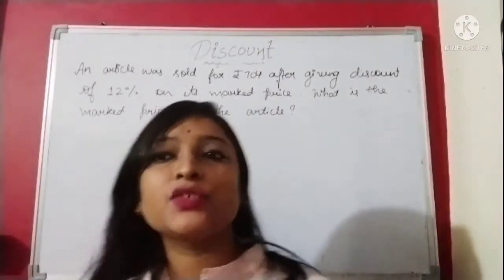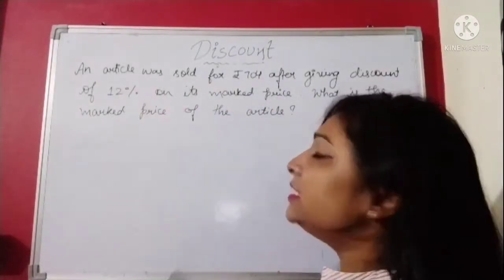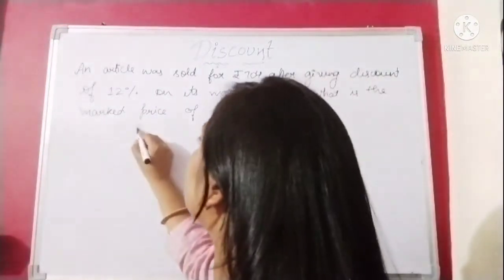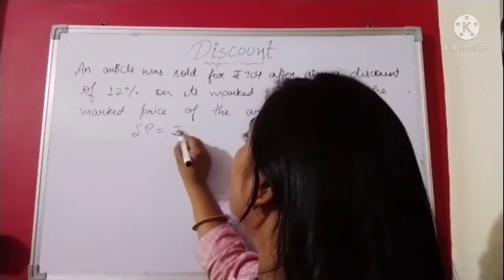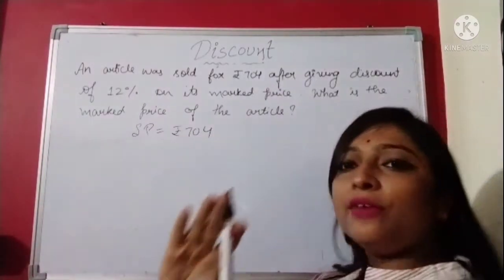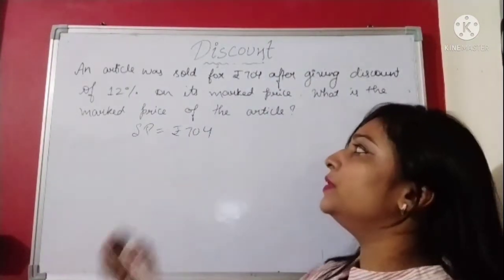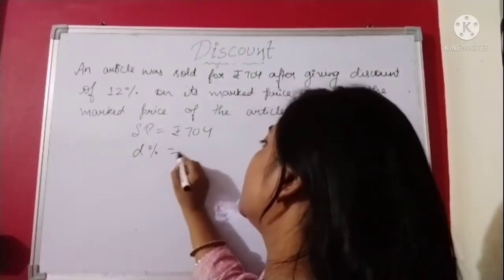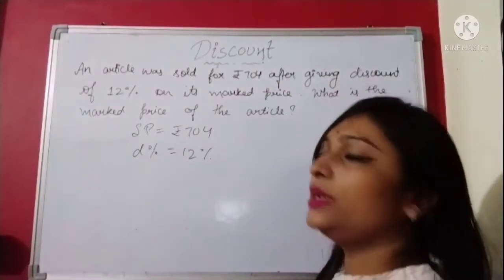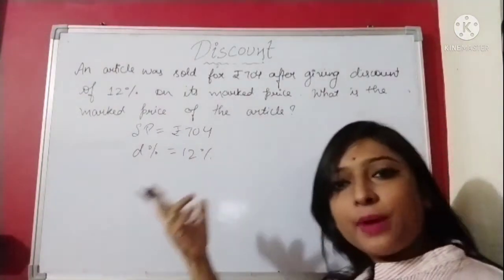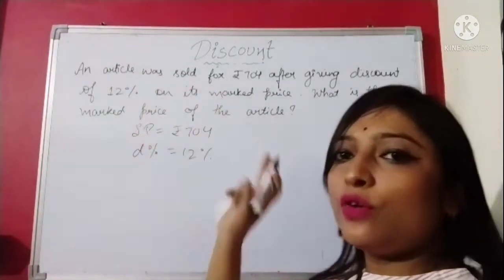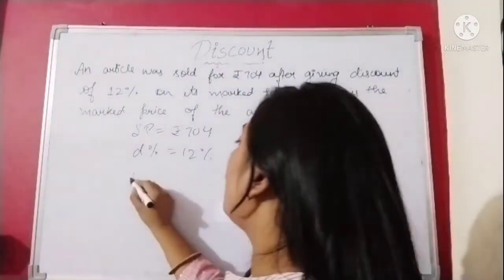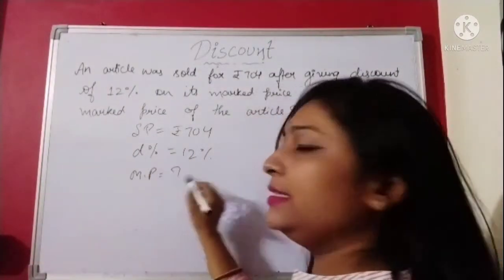Let's understand the next question. The question says an article was sold for rupees 704. That means the selling price is given to us, rupees 704, after giving a discount percentage of 12. That means discount percentage is given to us, which is 12%, right? And on its marked price, obviously discount is always applied on marked price. What is the marked price? So the value of marked price is asked.